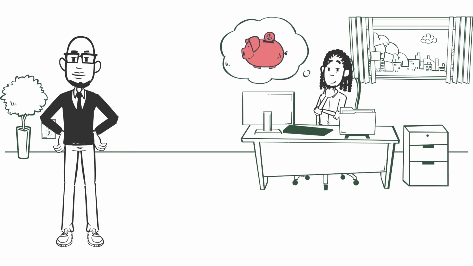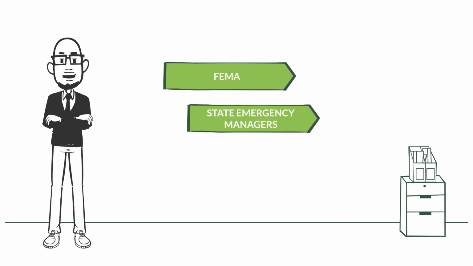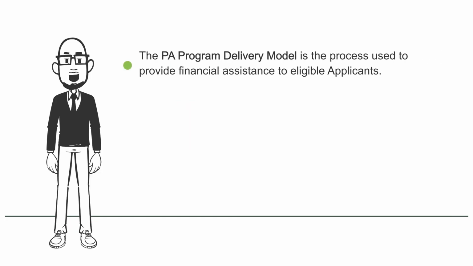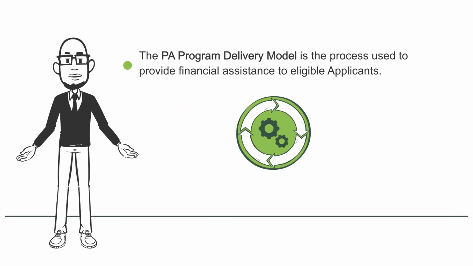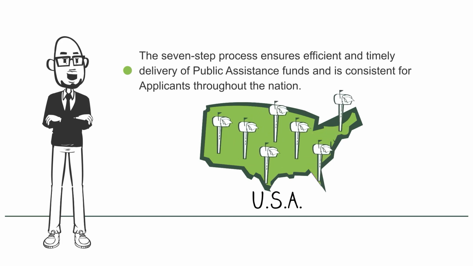FEMA's public assistance program is integral in local governments recouping funds spent on recovery efforts following a disaster. Effective delivery of the PA process is dependent on collaboration between FEMA, state emergency managers, and the local sub-recipients that require assistance. The PA program delivery model is the process used to provide financial assistance to eligible applicants. The 7-step process ensures efficient and timely delivery of public assistance funds and is consistent for applicants throughout the nation.